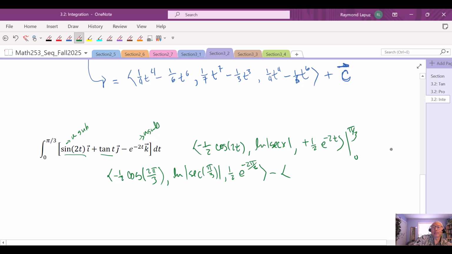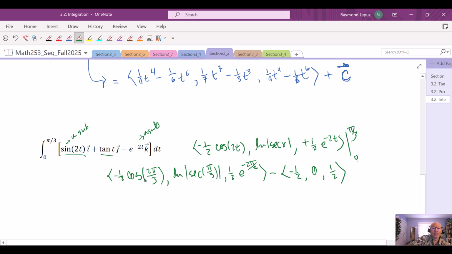And then we'll subtract what happens when we get 0. So the cosine of 0 is 1, and we just get a negative 1/2. Secant is 1 over cosine, so this is ln of 1. So cosine of 0 is 1, and secant is 1 over cosine, so that's going to be 1 over 1, and then ln of 1 is 0. And then the last one is going to be positive 1 as well, so this is going to be 1/2. Alright, I suppose we can finish this off.